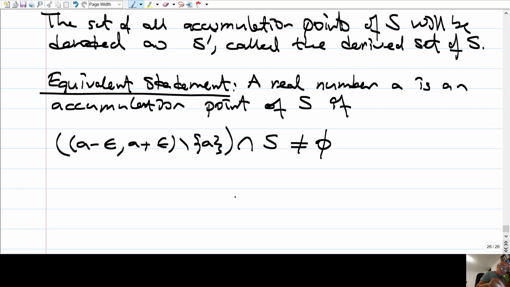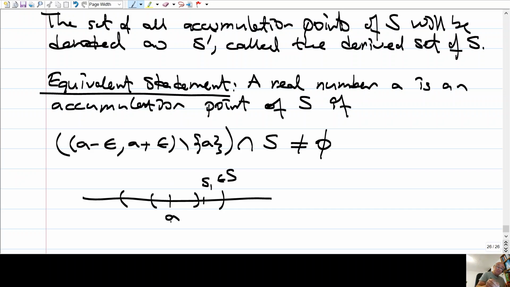Why is that? You see, A is here, and I have this interval, and this tells me that this interval contains an element from S, but that element cannot be A. So there is some, let's say, S1 here, from S. And then I do this. I choose a smaller interval.